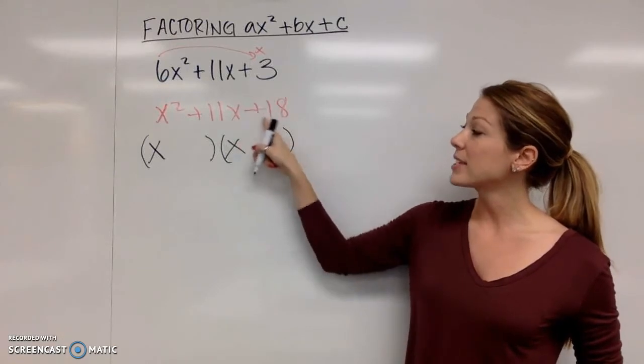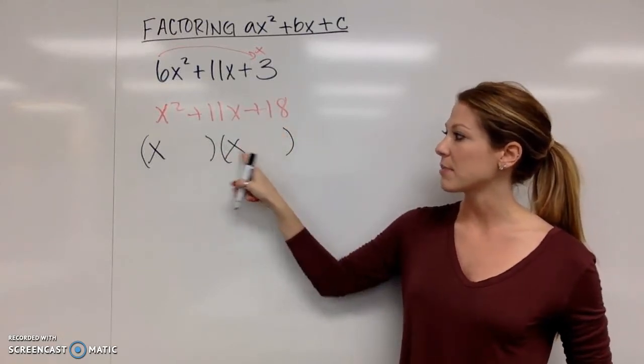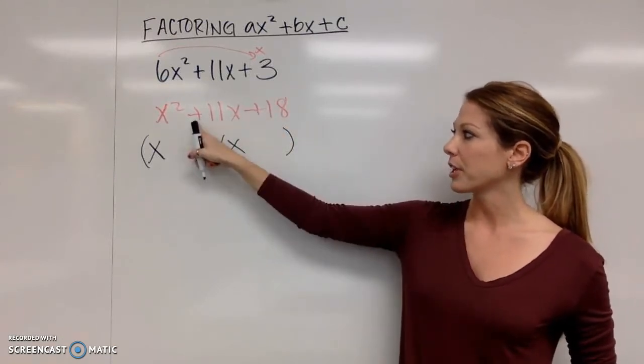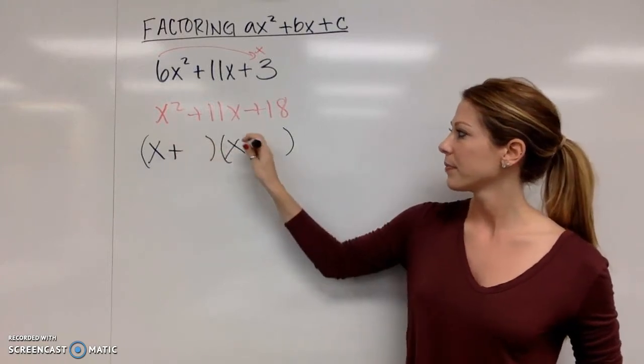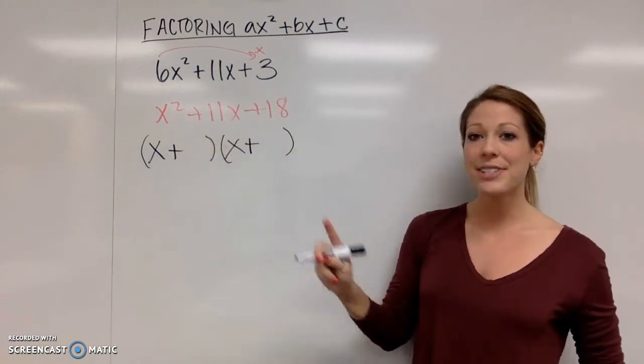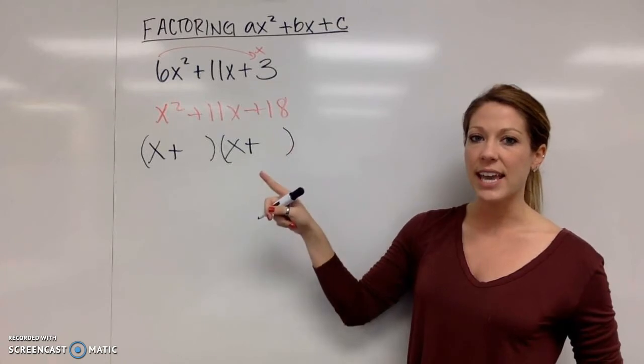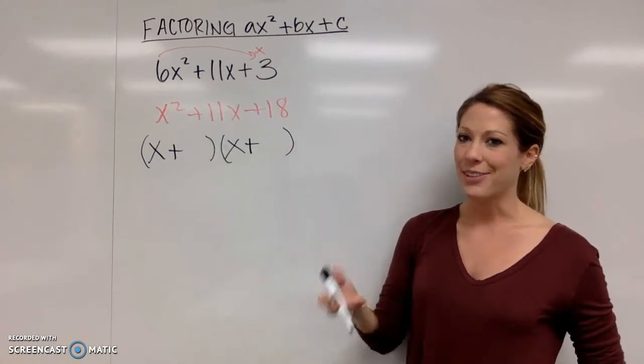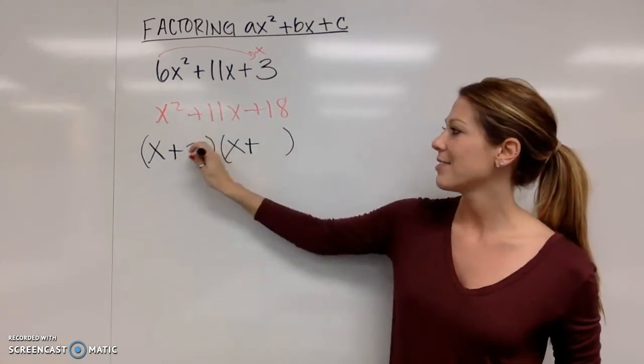We have a plus sign in the back, which means they're going to be the same sign. In this case, they're both going to be positive. We're looking for two numbers that multiply to give us 18 and add to get 11. Those would be 2 and 9.